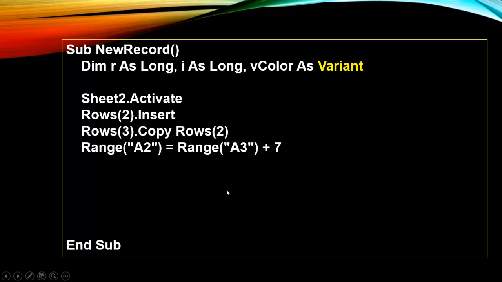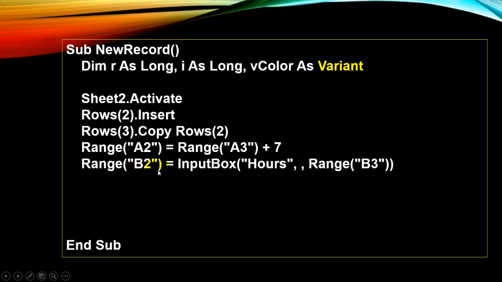I activate that sheet and I insert before row 2 in the collection of rows, number 2, I insert a new row. Now row 2 has become row 3. I copy that into row 2, which is still empty. Then I say to cell A2, give me whatever is in cell A3, but 7 days later, the next week. And to cell B2, I ask the user what kind of hours did the user have this week, and by default I take the hours of the previous week.